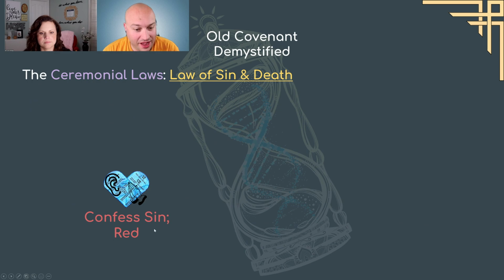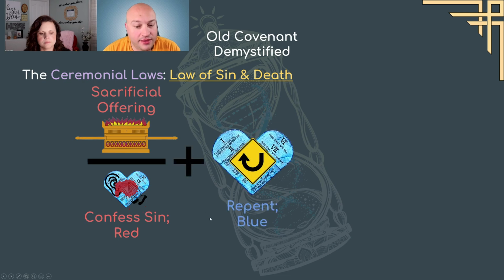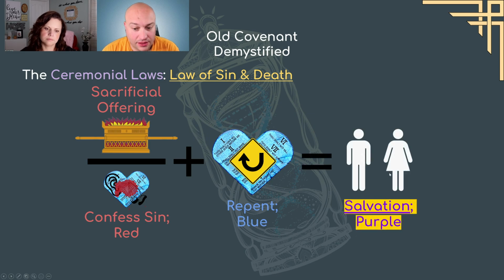So we have here, we confess our sin. I've shown this before. There is a sacrificial offering, so that blood now covers our confessed sins. Then there's repentance, and this is what we continually forget, which means we no longer need to confess sins because we stopped that sin. Then there's salvation.